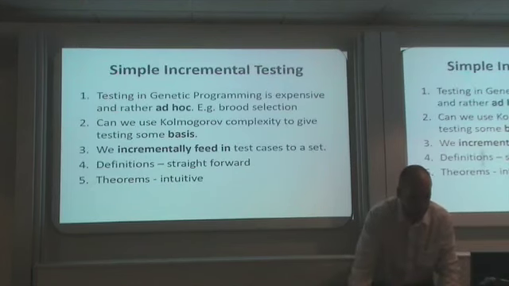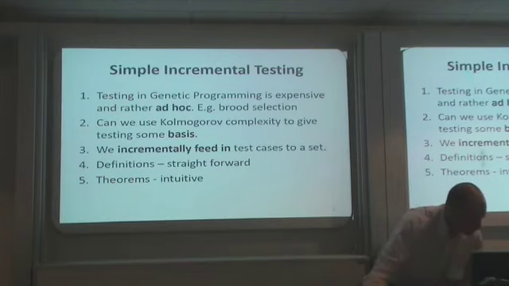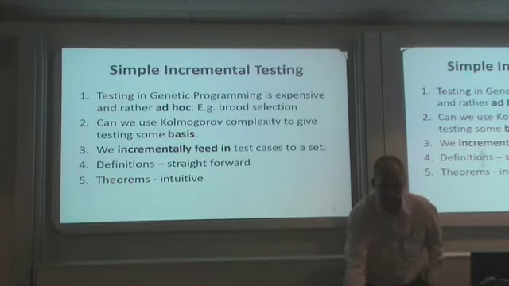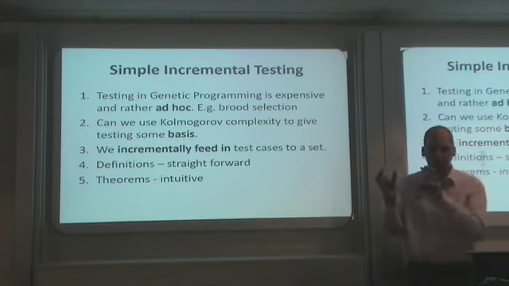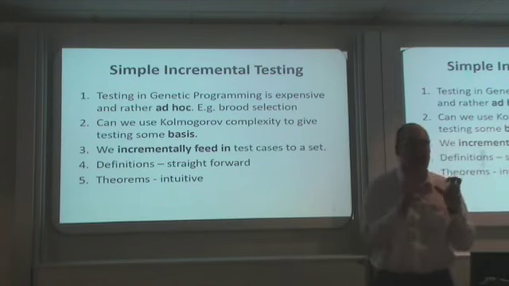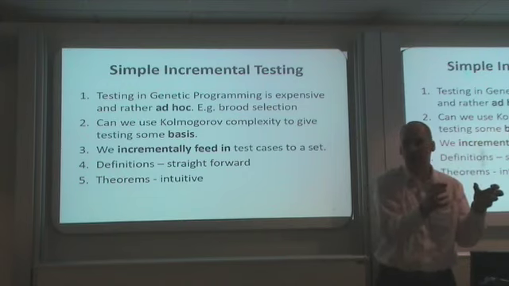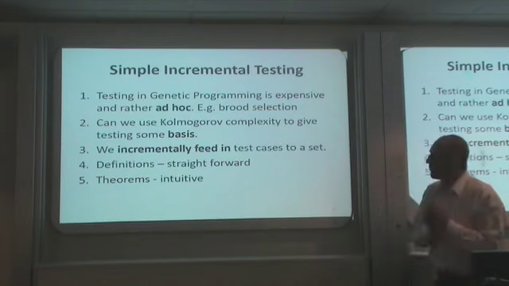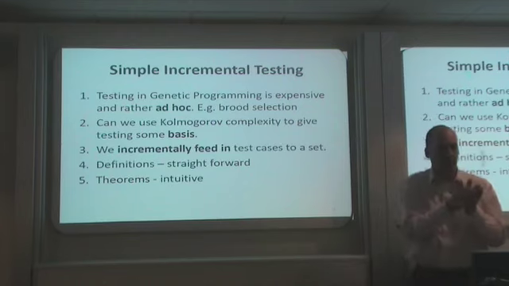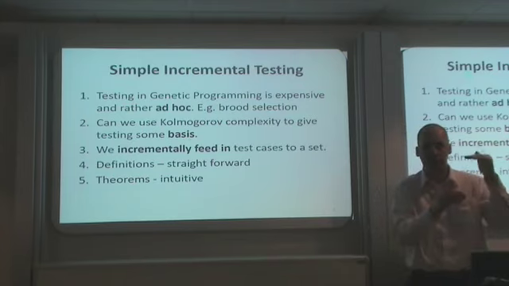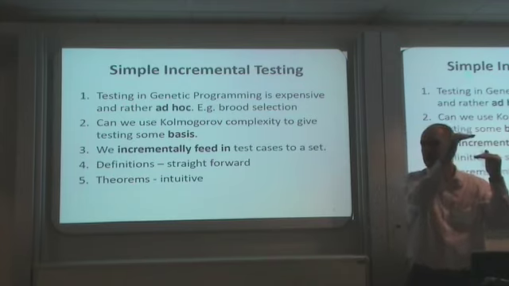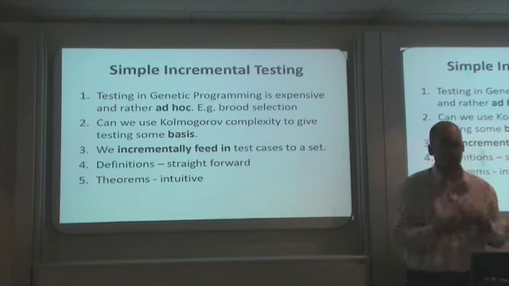Okay, so we're going to talk about testing for a minute or two. All I'm going to do is say, in genetic programming you have a set of test cases, and normally you just test your program against all the test cases. That's fine, but it's expensive. So can we do something a bit clever and just start feeding in test cases one by one? If we've got a program which passes all the test cases, can we start adding new test cases just incrementally?